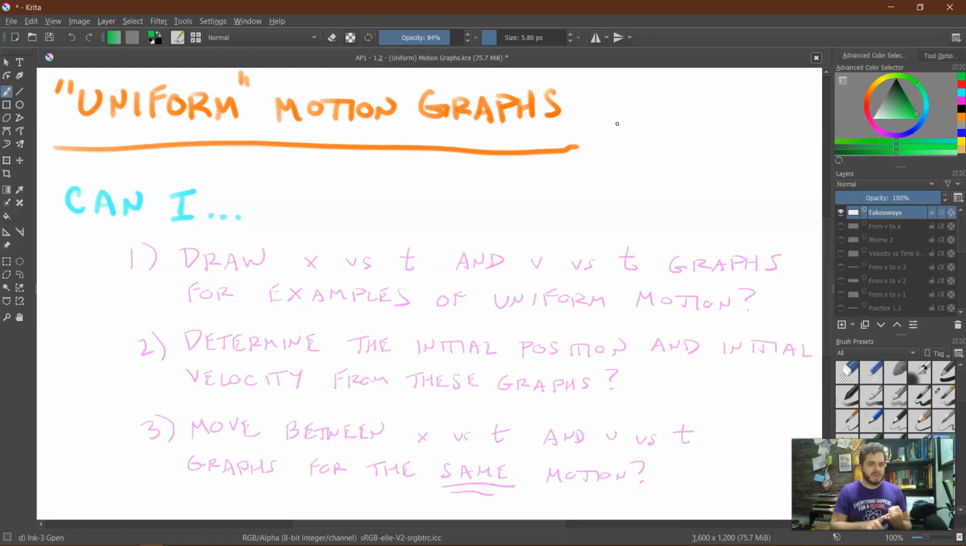If we have a position versus time graph and we're trying to get to a velocity versus time graph, we look at these slopes. The slope of an x versus t gives us the velocity. And if we're going from a velocity versus time graph to a position versus time graph, we look at the areas under the graph, which is the area between the horizontal axis and the graph, because those areas give us the displacements.